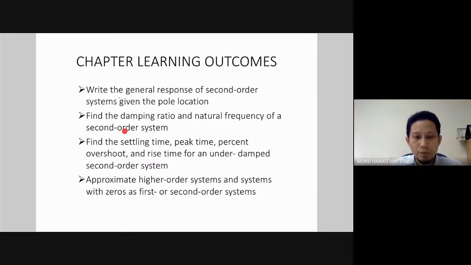Then we will use the parameters for the second order system, such as settling time, peak time, percent overshoot, and rise time for underdamped second order systems. When we finish learning about the second order system, we will try to analyze higher order systems and systems with zeros using approximation to the second order system.